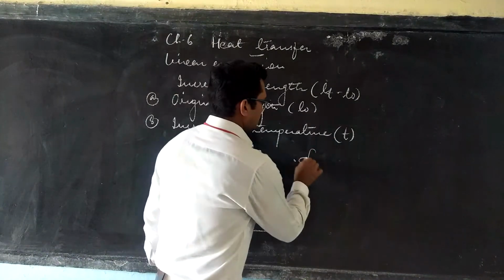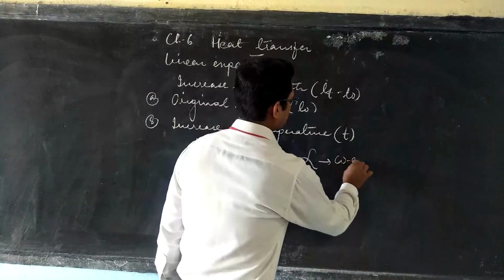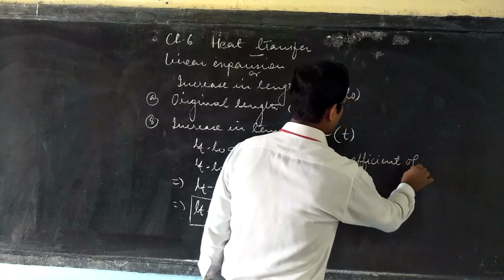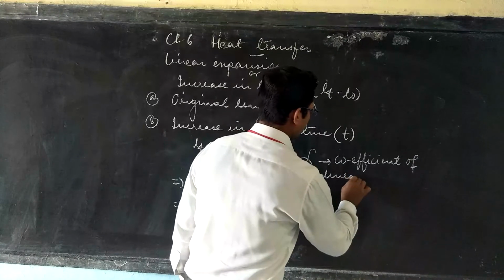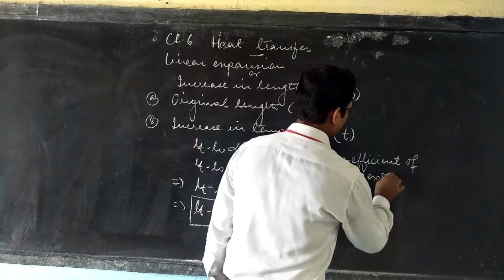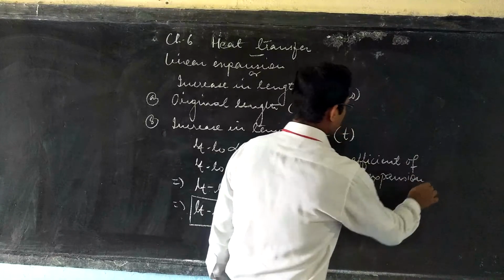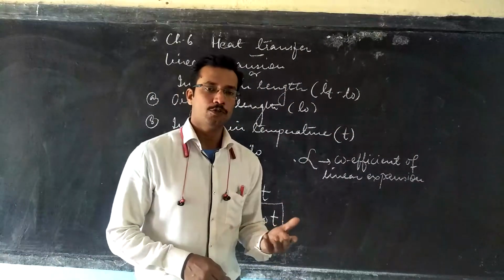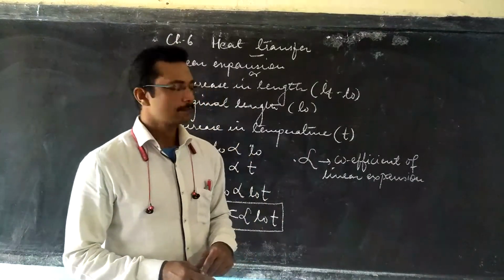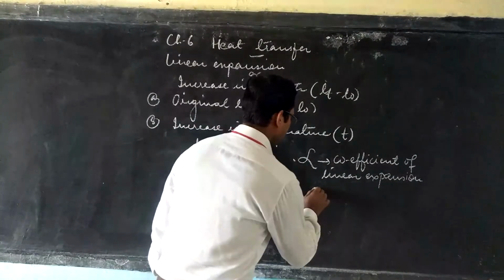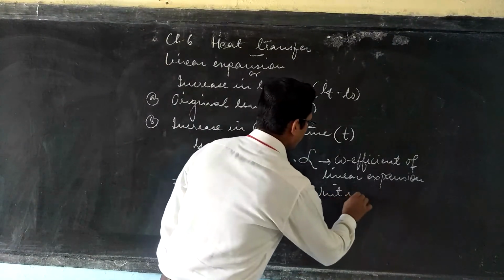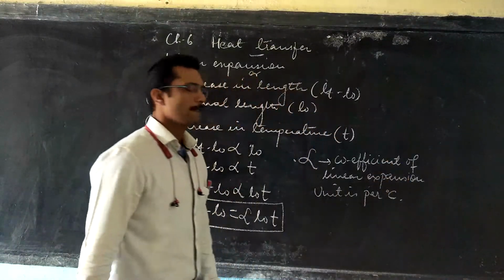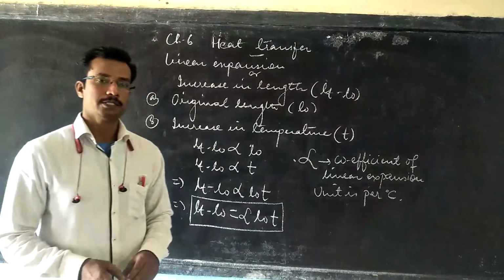Now this alpha is called coefficient of linear expansion, which also means the linear expansion when a metal rod is heated to 1 degree Celsius. So its SI unit will be per degree Celsius. Its SI unit is per degree Celsius.